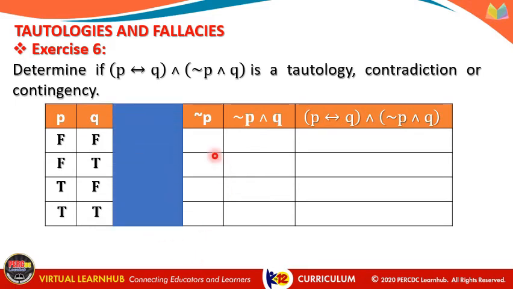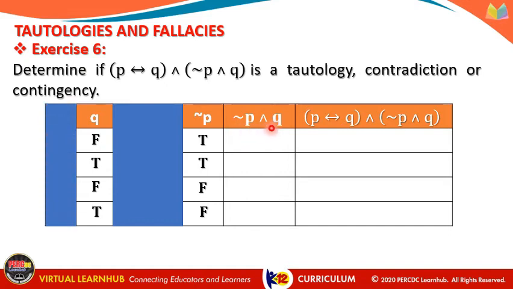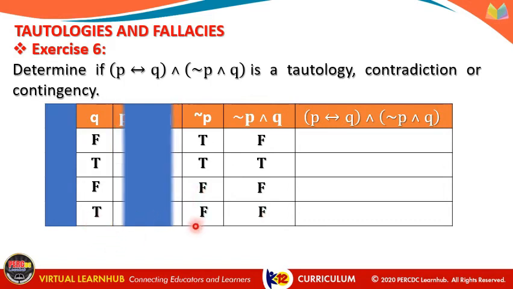Next, let us negate first P. False will become true. False will become true. True will become false. And true will become false. Next, let us take the conjunction of not P and Q. So let's take the conjunction of these two. False and true will give us false. True and true will give us true. False and false will give us false. And lastly, true and false will give us false.